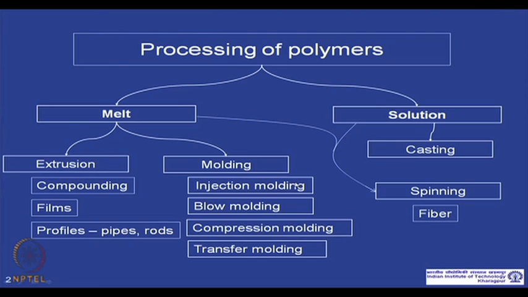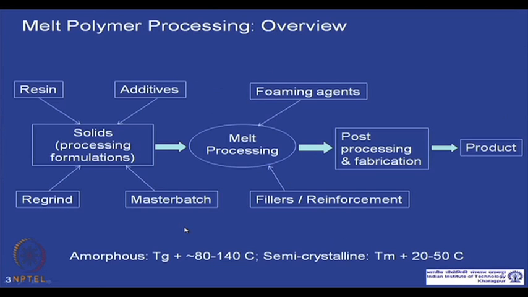Molding techniques include injection molding and blow molding. These are applied for thermoplastics, and compression molding and transfer molding are applied for thermosets. So, I will discuss these important techniques like compounding, injection molding, blow molding and compression molding very briefly, so that you have some idea about how extrusion and molding are done.